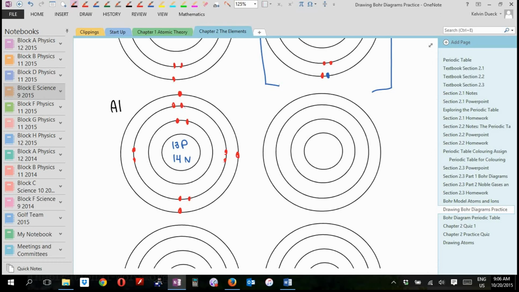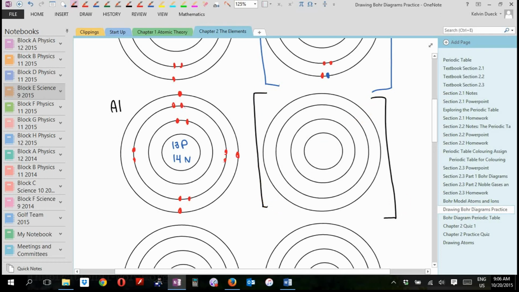Now let's do an aluminum ion. Did I say ion? Yeah? I almost always tend to do that at the beginning so I don't forget. And I'll even put the ion charge right away so I don't forget. What is the ion charge on aluminum from your periodic table? 3 what? 3 plus.